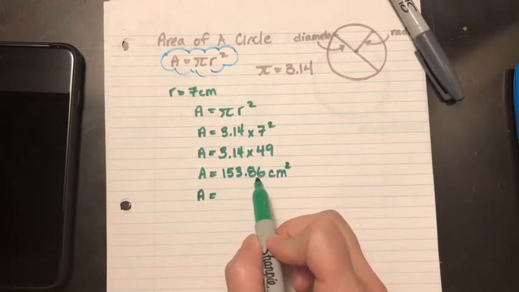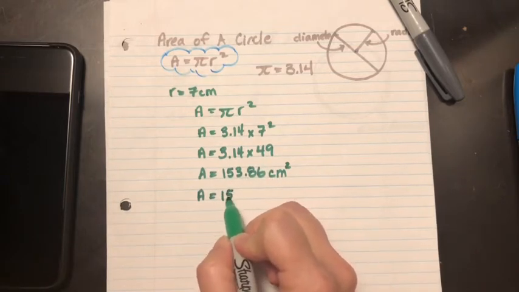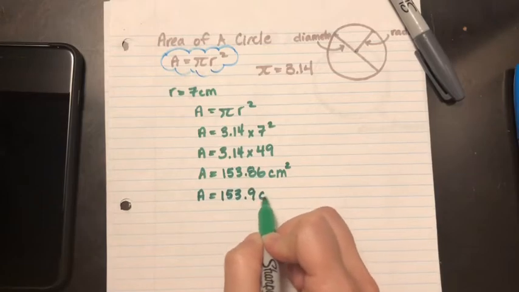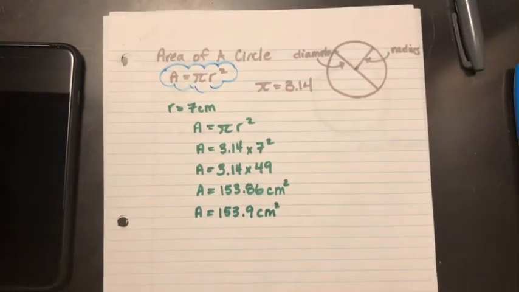We look beyond it to that key number, which is 6, which is a big number. So that means the 8 is going to round up to a 9. So it's going to be 153.9 centimeters squared, okay? And that is for the area of a circle.